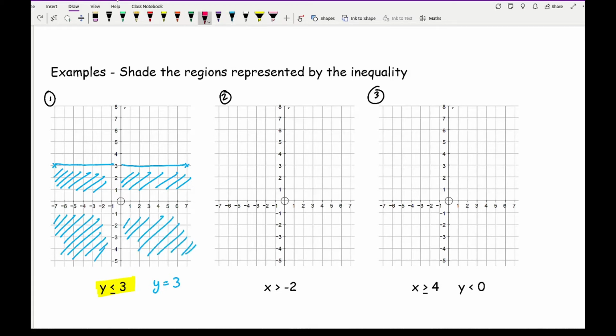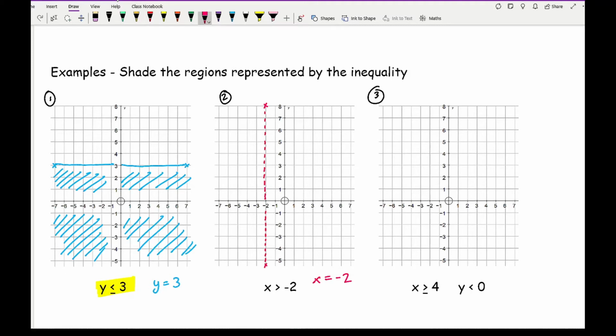Moving on to the next one, I've got x is greater than -2. Again, I'm going to replace the inequality symbol with an equal sign. Now x equals -2 is a vertical line, and if I just mark two coordinates like so, and because it's greater than and not equal to, I need to connect those two points with a dashed line. And again, you should try to use a ruler. However, again, not a very good example, but there we go.